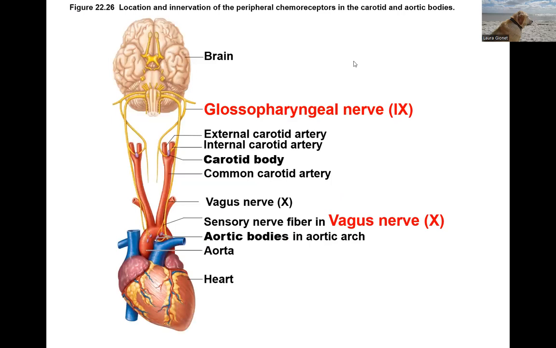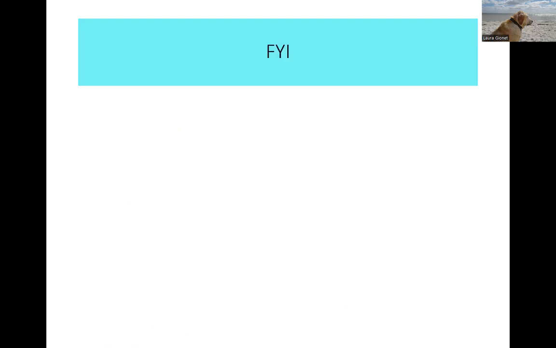Okay. Oh, and this comes back and gives you that answer. All right. From the carotid arteries, glossopharyngeal conveys that sensory information. And from the aortic arch, remember, vagus nerve is the only nerve that conveys sensory or motor below the shoulders in the thoracic and abdominopelvic cavities.